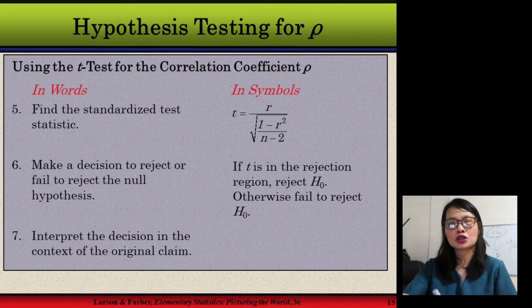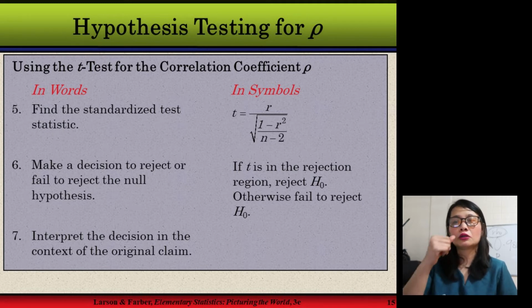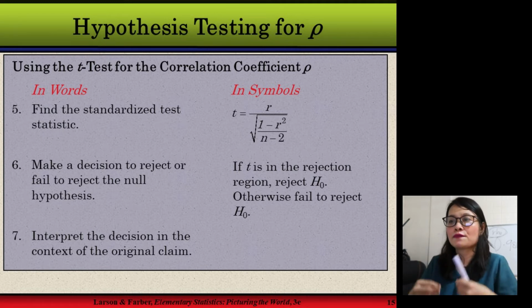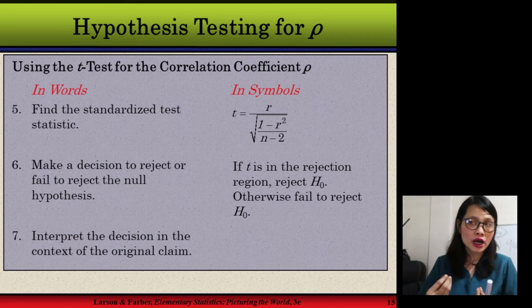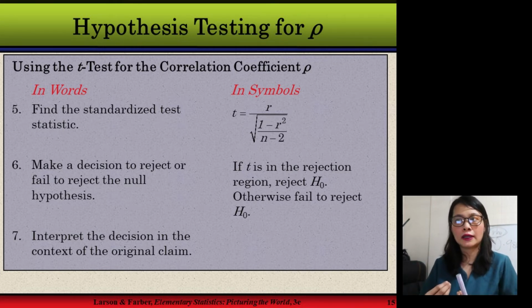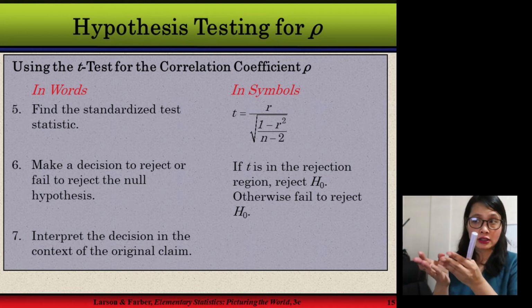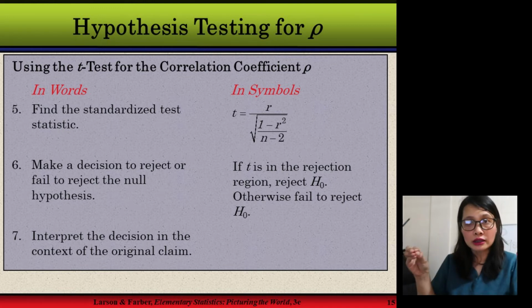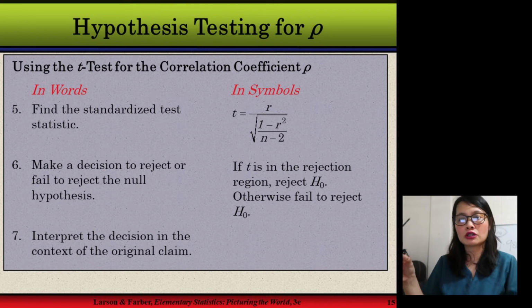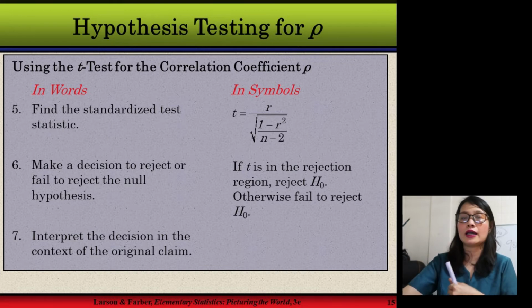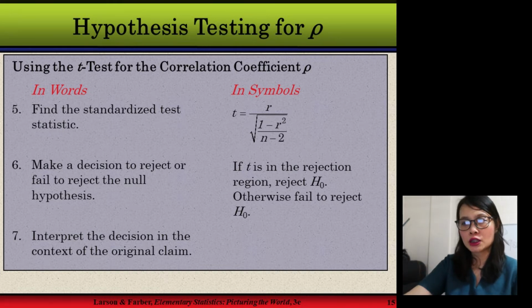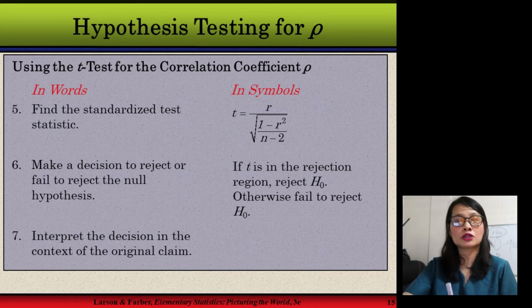And then make a decision to reject or fail to reject the null hypothesis. If t is in the rejection region, reject HO. Otherwise, fail to reject HO. If the t value is located within your rejection region, then you need to reject your HO. If you reject your HO, you are accepting your HA. Interpret the decision in the context of the original claim.